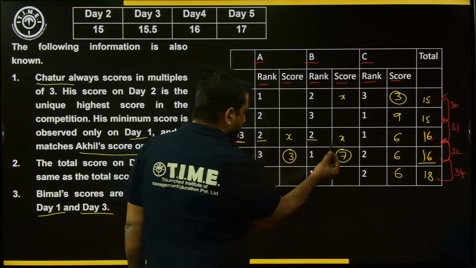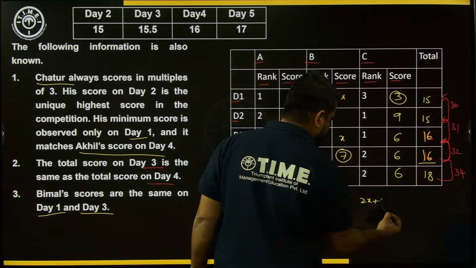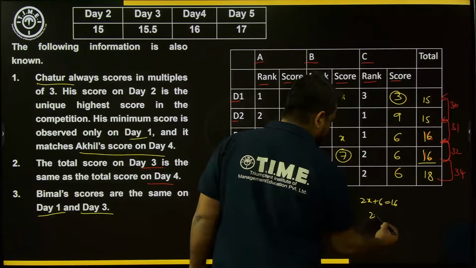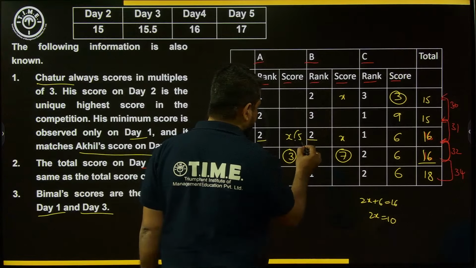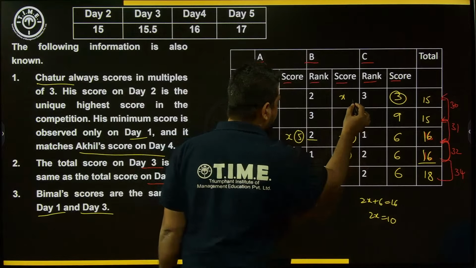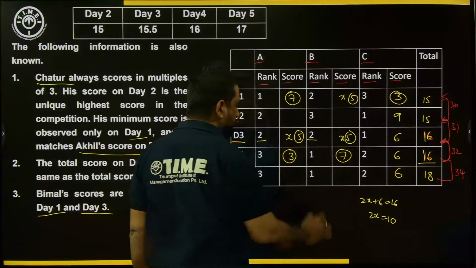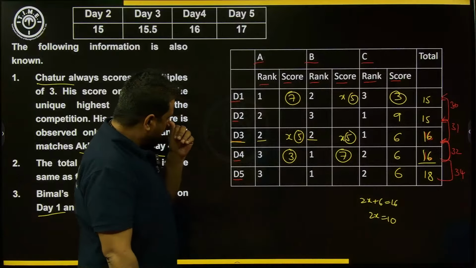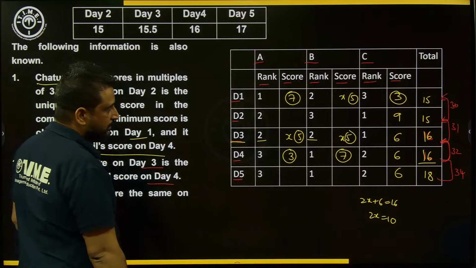Fine. X plus X, 2X plus 6 is 16. 2X plus 6 is 16, 2X will be equal to 10. Okay. So X will be equal to 5. So number 5 here, number 5 here, and here also number 5. So 5, 3, 8, remaining is 7. Okay. And any other clues we are left with? No. We're done with all the clues.